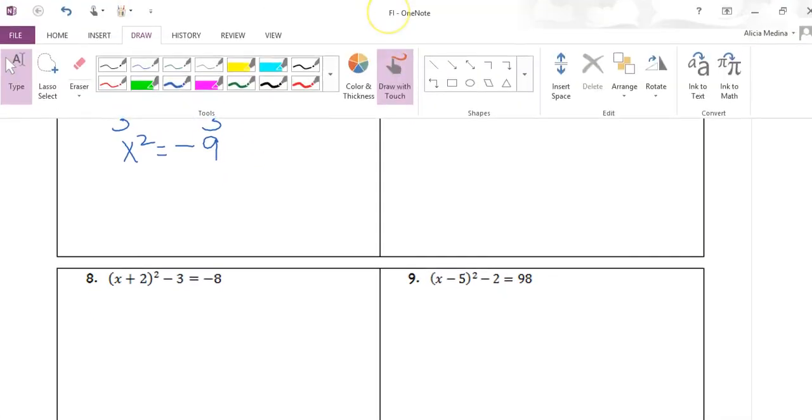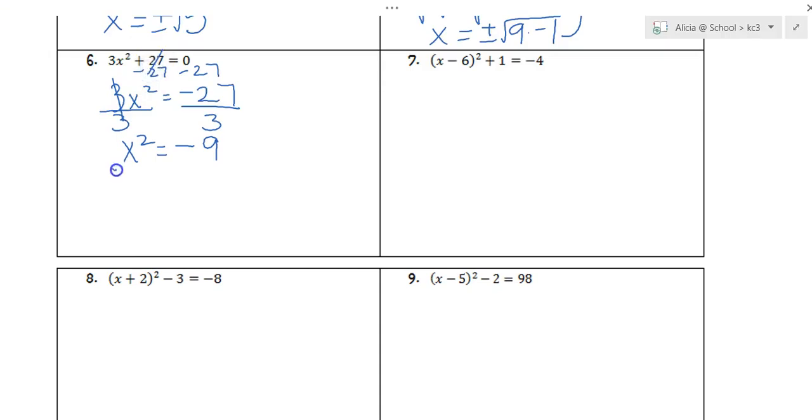So taking the square root of both sides is going to give me x equals plus or minus the square root. I'm going to go ahead and separate my 9 and the negative 1. So x is going to equal plus or minus square root of 9 is 3. Square root of a negative 1 is i. So again, we see those two answers, right? We have that positive 3i and that negative 3i.